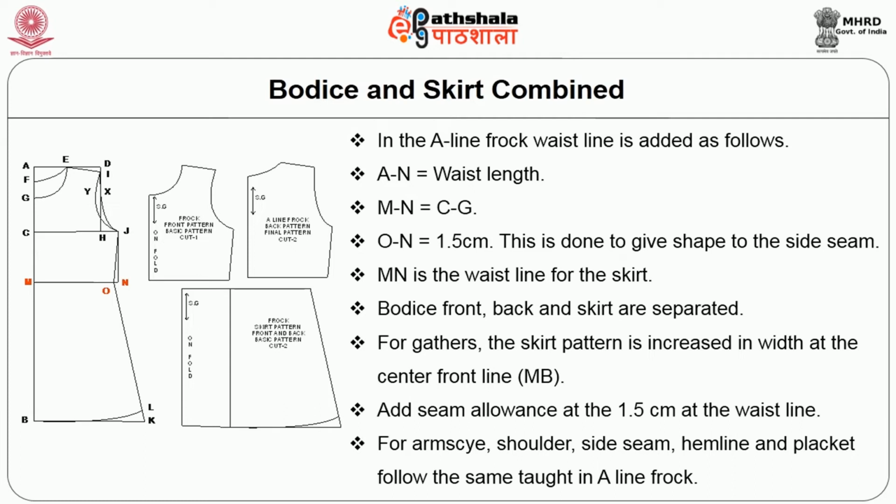The bodice front, back and skirt patterns are separated. There have to be certain changes in the skirt pattern because the skirt has to be gathered. For gathers, the skirt pattern width is increased at the center front, that is MB. A seam allowance of 1.5 cm is added at the waistline. For armscye, shoulder, side seam, hemline and placket, follow the same as taught for the A-line frock.